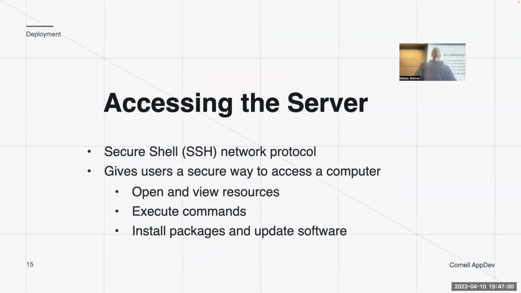So now how do we actually access these servers? Because obviously we want to be able to deploy our app on these servers, but we don't actually have physical access. And so to get access through the cloud, we have to use what is called SSH. And so this is a secure shell network protocol.